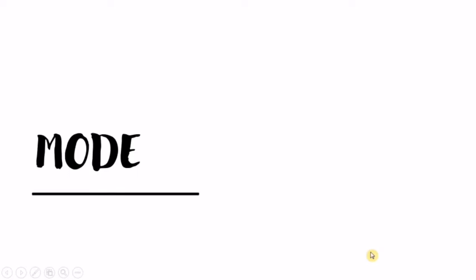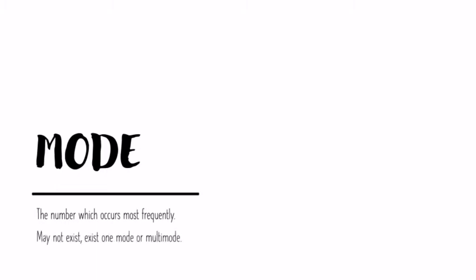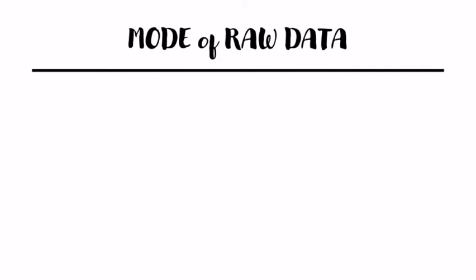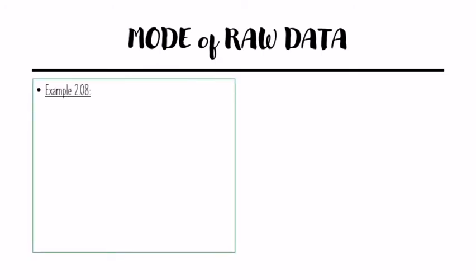Now let's go to mode. Mode is the number which occurs most frequently. Some data may not even have a mode. Some have one mode, some have multiple modes. Mode of raw data. Let's see an example: find the mode of the following set of numbers.